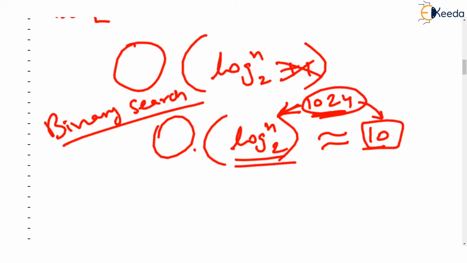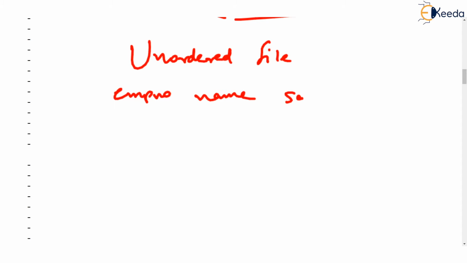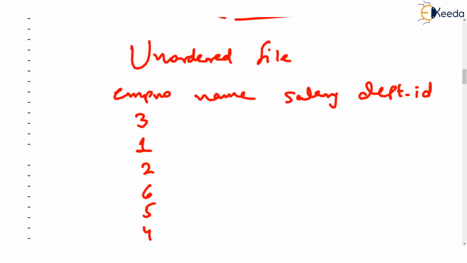Isn't it so? Now, just imagine an unordered file. Say we have again employee number, name, salary, and department ID. But this file is not ordered on any of the columns. So we may have employee number 3, then 1, 2, 6, 5, 4, and so on. Okay, and some names are there, salary. I'm not wasting time in writing that. And imagine again that each block contains only 2 records.